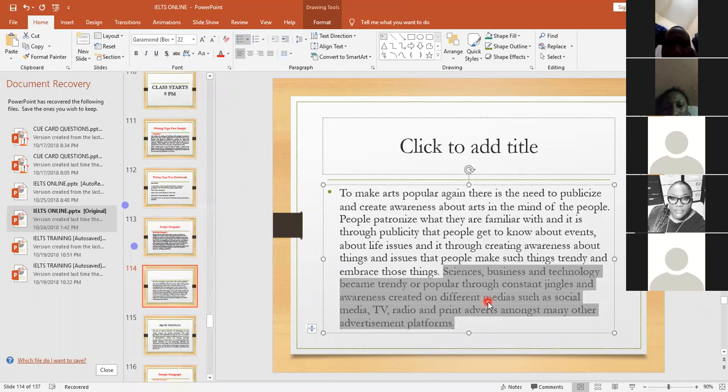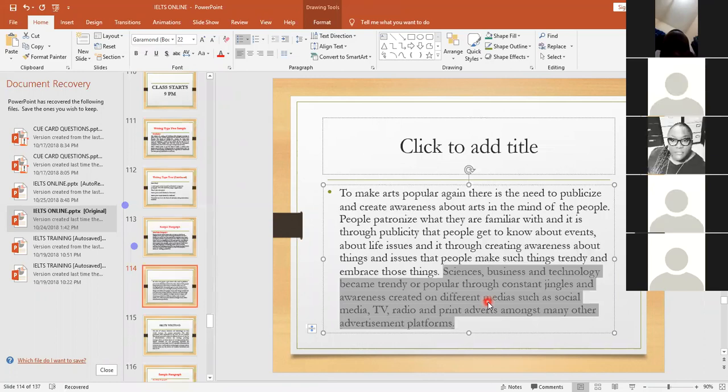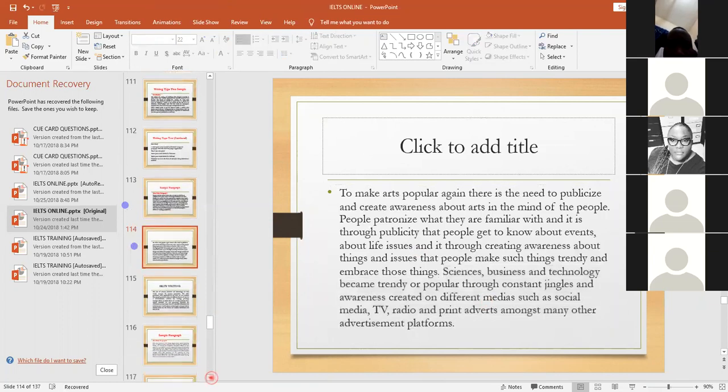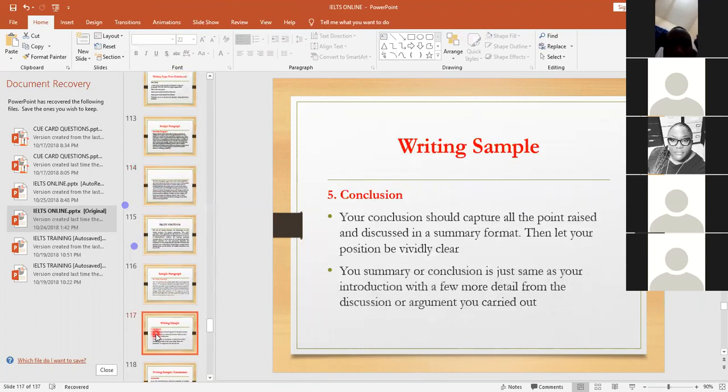Now, after you have written your points, you have written the introduction, you've properly illustrated every point and developed them into paragraphs, then you need to write a conclusion. So what does the conclusion entail? Let me go to my slide to show what a conclusion entails.